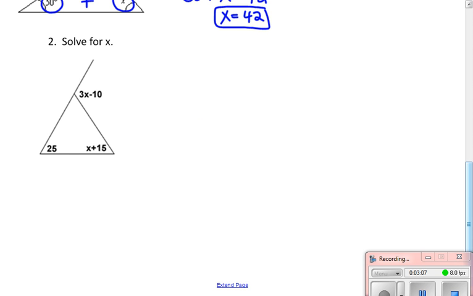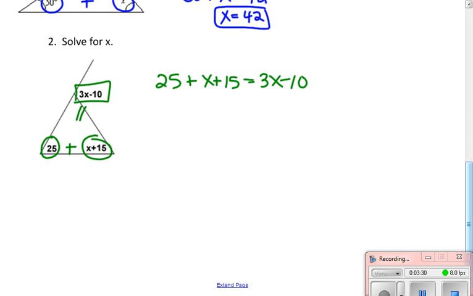In this situation, the triangle sum doesn't help me directly. I could use it, but there'd be some convoluted algebra involved. So why not work smarter, not harder, add these two together, and they equal this outside angle. So 25 plus x plus 15 is going to equal 3x minus 10. So a little bit of algebra, combine like terms first. 40 plus x equals 3x minus 10.